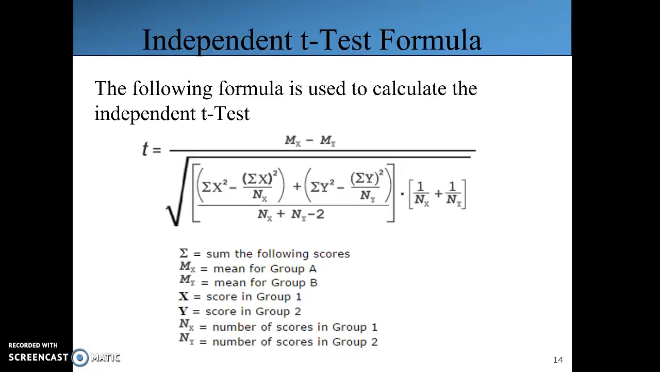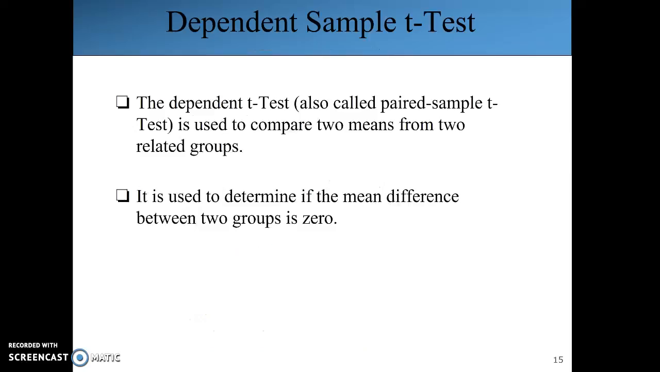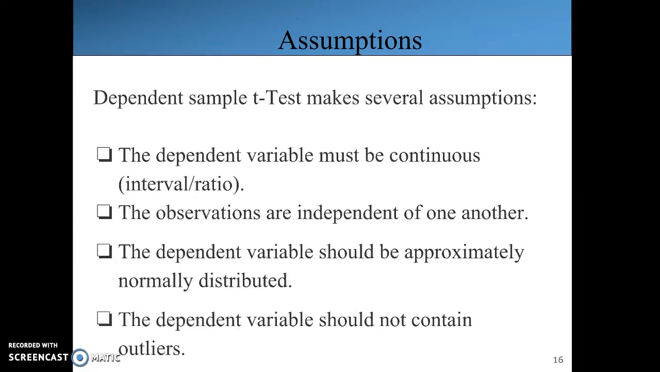To compute it manually, the following data will be needed: the sum of these scores, such as the mean of the groups, the scores, as well as the number of scores in each group. The dependent sample t-test, which is also called the paired sample t-test, is used to compare two means from two related groups. It is used if the mean difference between the two groups is 0.